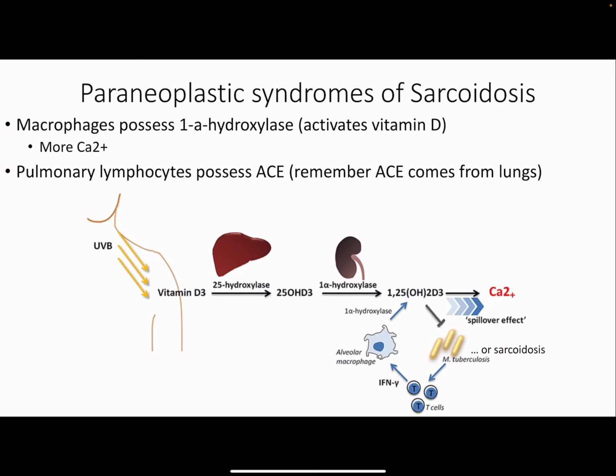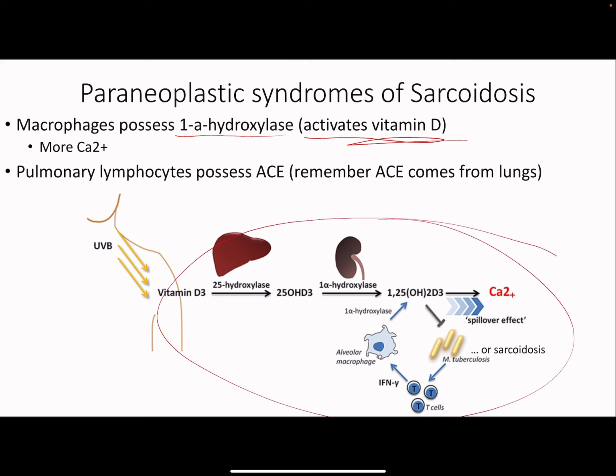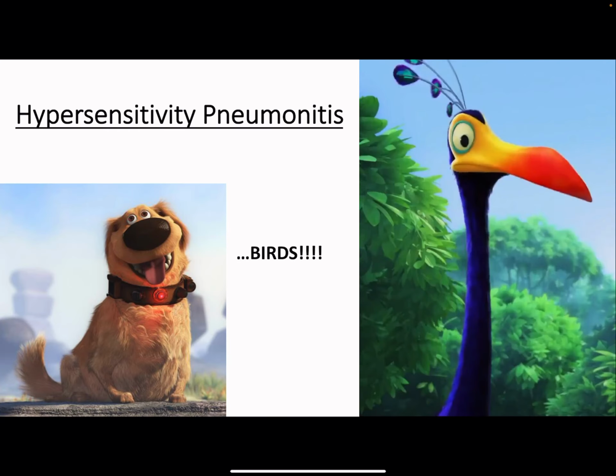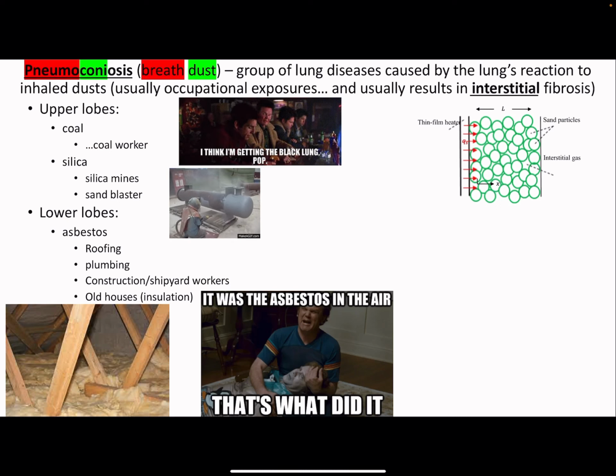Paraneoplastic syndrome: macrophages, which are present in the granulomas, possess 1-alpha hydroxylase, which is necessary to activate vitamin D. So here's the pathway. They don't really create vitamin D, but they help create the activated functional form of it. This is going to increase your calcium levels. Also, ACE is going to be present. Interestingly, I don't think this is strongly associated with an increase in blood pressure. Maybe it's because we already have enough ACE, and that's not the rate-limiting component. But nevertheless, an increase in ACE is also symptomatic. Birds, that's really all I would know. You see hypersensitivity pneumonitis and birds, those go together.